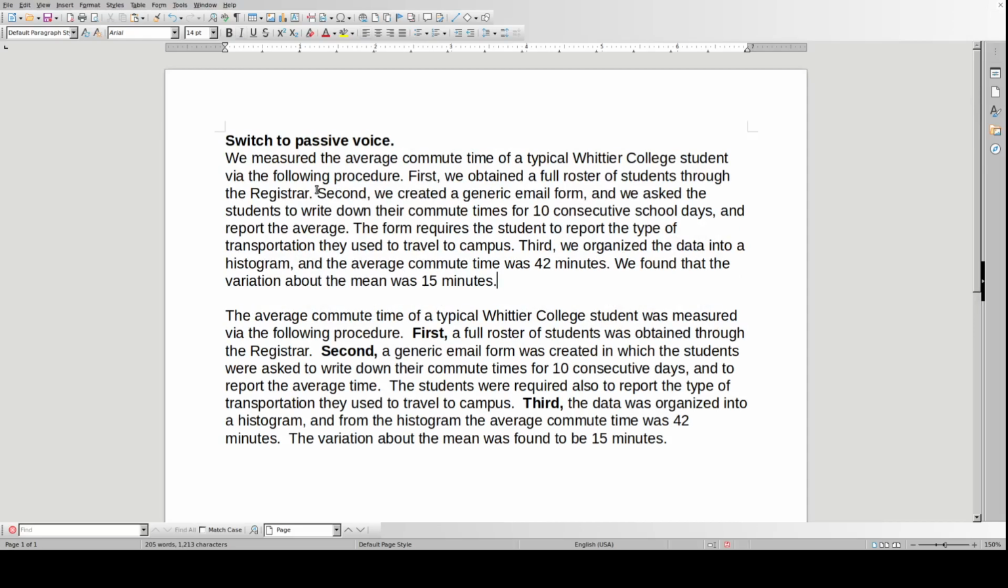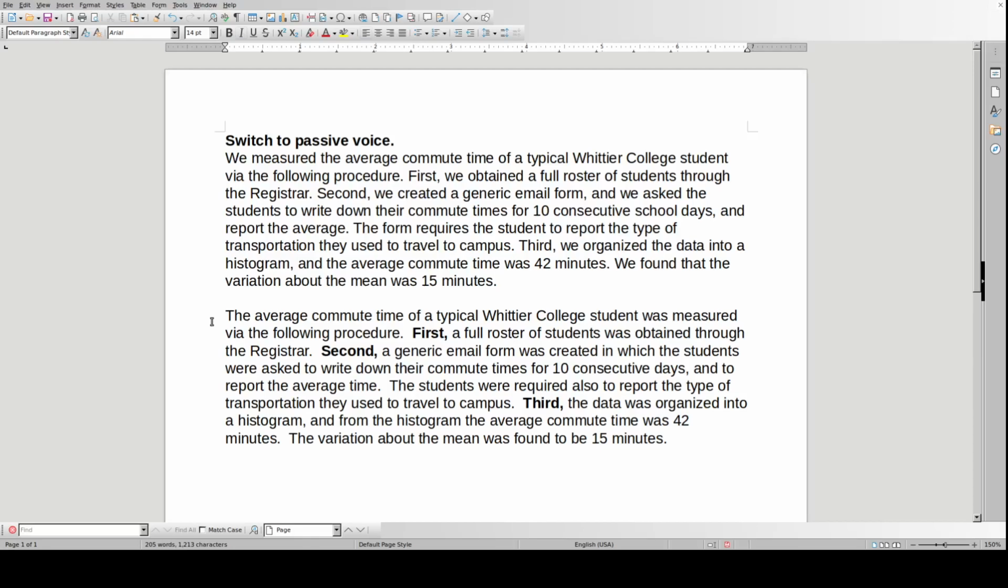So let's read the full version of the result that's been now placed into passive voice. The average commute time of a typical Whittier College student was measured via the following procedure. First, a full roster of students was obtained through the registrar. Second, a generic email form was created in which the students were asked to write down their commute times for 10 consecutive days and to report the average time. The students were required also to report the type of transportation they used to travel to campus. Third, the data was organized into a histogram, and from the histogram the average commute time was 42 minutes. The variation about the mean was found to be 15 minutes.